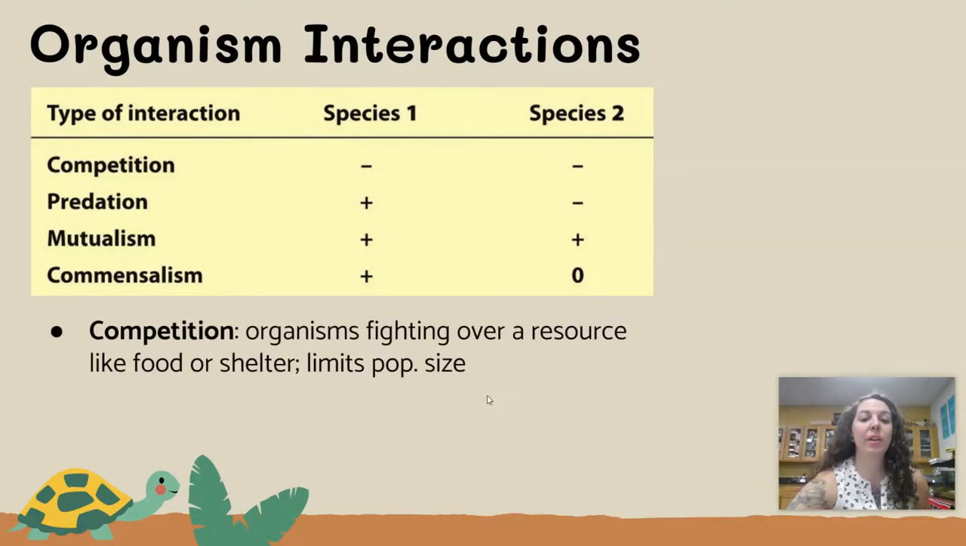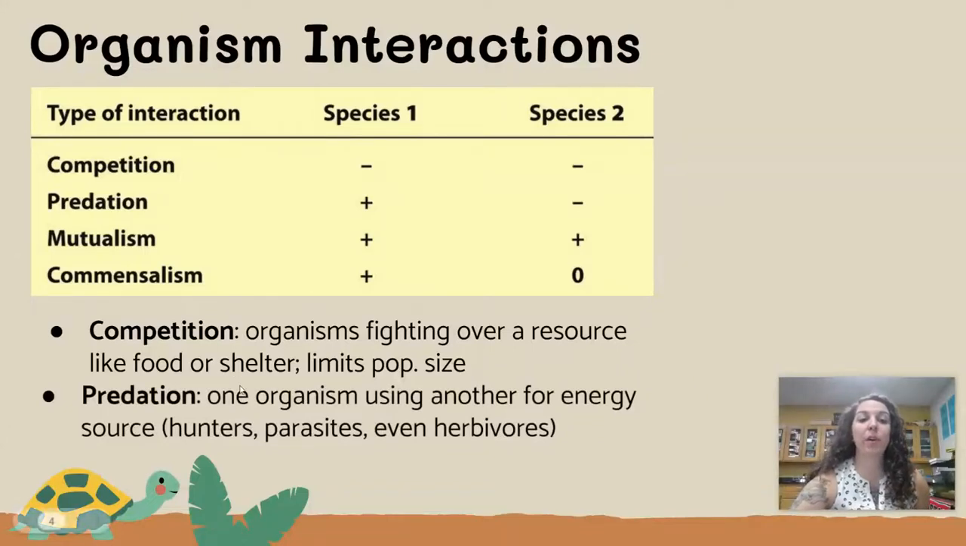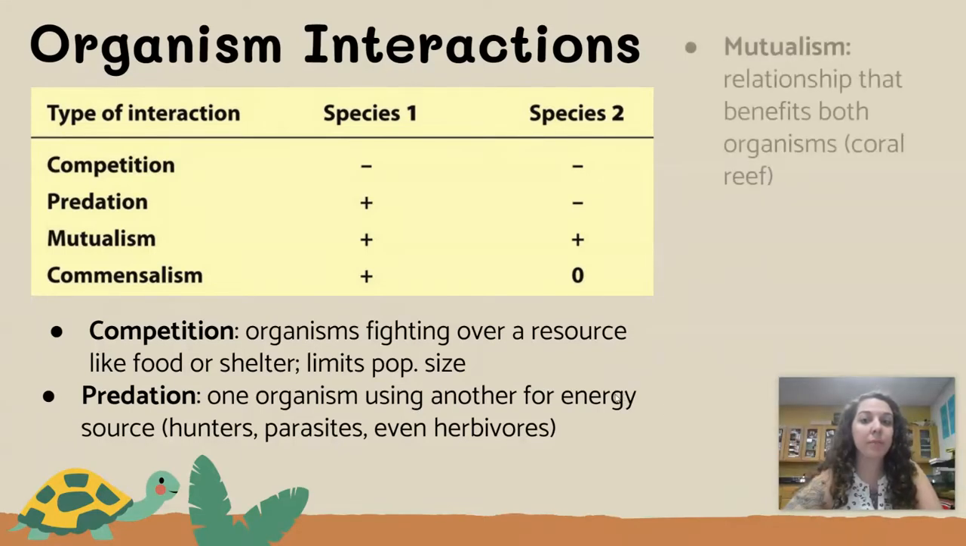So in competition, we're going to have organisms fighting over a resource, food, shelter, mates, whatever. So this is going to limit population size. So because there's not enough for everyone to go around, they have to compete for it. It's negative for both of them because they're expending energy to compete. Predation, so that's where we're going to have one organism using another one for an energy source. So this could include our traditional predators that we think about, like lions, wolves, things like that. Parasites are considered predators, and even herbivores are considered predators.